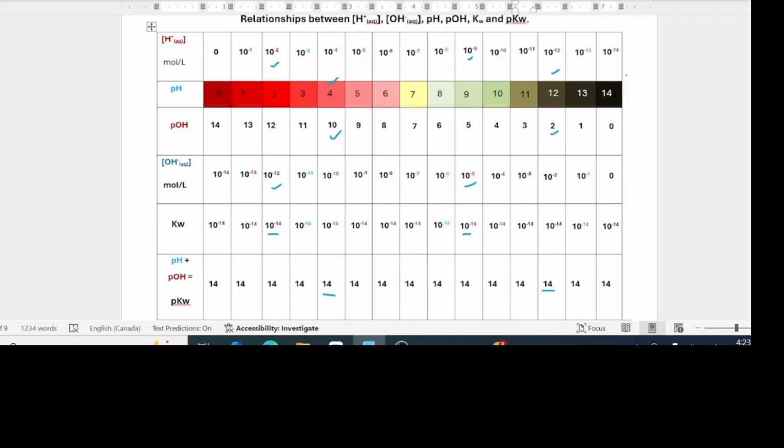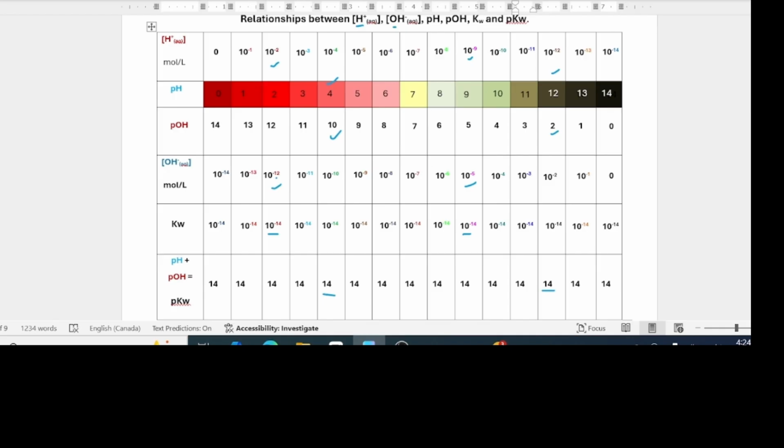This table provides a very comprehensive summary of all the concepts that we have studied in this tutorial. It shows the relationships between hydrogen ion concentrations, OH ion concentrations, pH, pOH, Kw, and pKw. We'll first look at the relationship between hydrogen ion concentrations and OH ion concentrations in a solution. If an aqueous solution has a hydrogen ion concentration of 10 times 10 to the negative 2, its corresponding OH ion concentration will be equal to 10 to the negative 12.